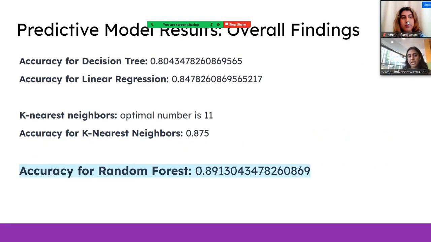Given our labeled data set, we wanted to do a supervised learning model, specifically classification, to see if we could build a model that would most accurately classify whether or not someone had heart disease, given our various features. We initially conducted four different models to see which one produced the highest accuracy. We did decision tree classification, linear regression, k-nearest neighbors, and also random forest. And we noticed that random forest had the highest classification accuracy of 89.13%.